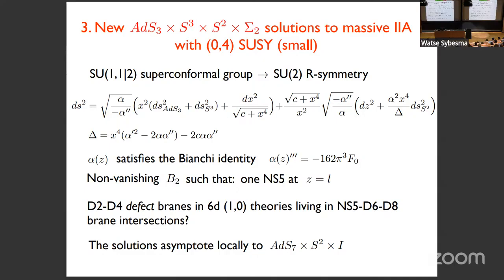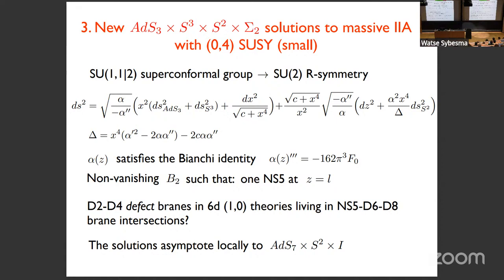What could be this higher dimensional CFT? For those of you familiar with the AdS7 solutions to massive IIA supergravity that Tomasiello and collaborators constructed, this solution, here I'm just showing the metric, but this metric looks very similar to the metric that describes those solutions. Those solutions are AdS7 times S2 times interval. This is the interval in those solutions. This is the S2. And instead of having the AdS7, we have this AdS3, S3, and this interval. But other than that, they look very similar.